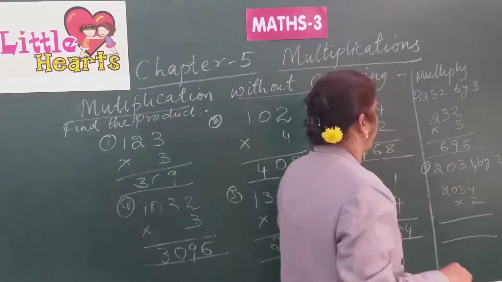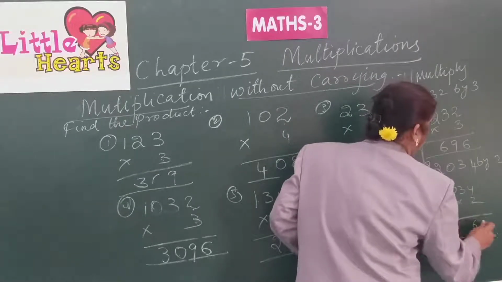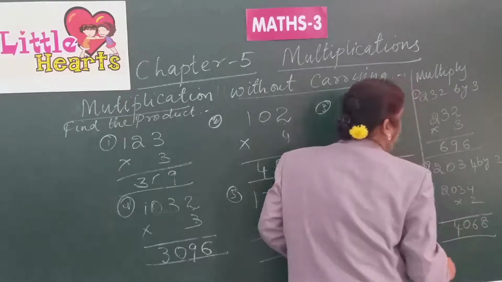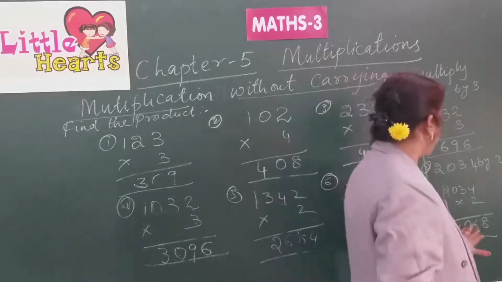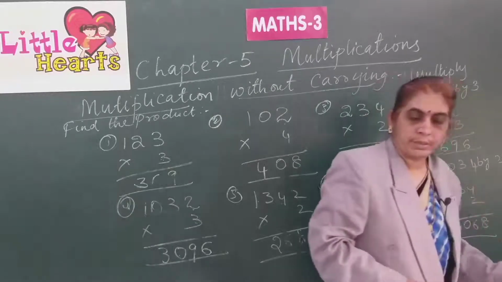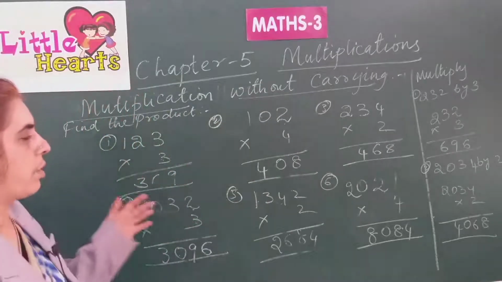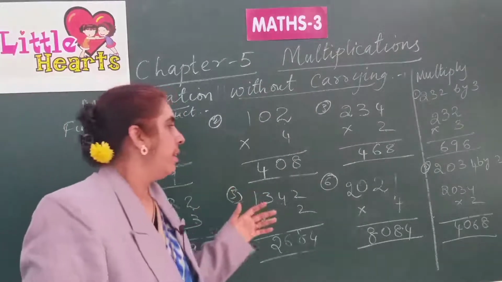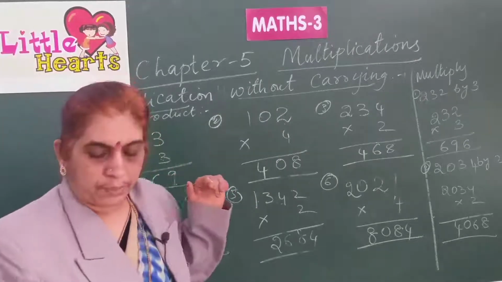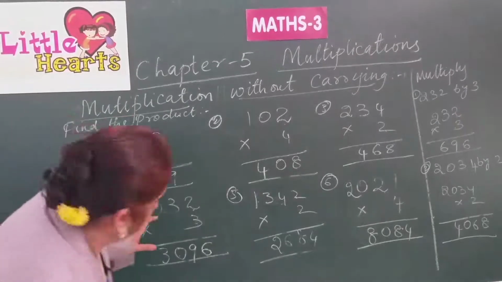Multiply 2034 by 2. 2034 into 2. 2 4s are 8, 2 3s are 6, 2 zeros are 0, 2 2s are 4. 4068 is the product of 2034 and 2. So we have dealt only here with 2, 3, 4 tables as we should not get carrying numbers. This is without carrying. So you should be thorough with the tables when you deal with multiplications.